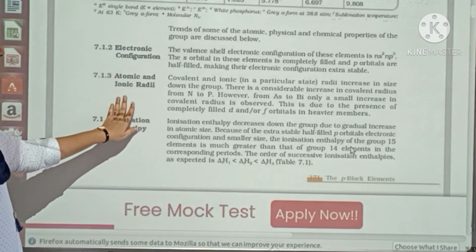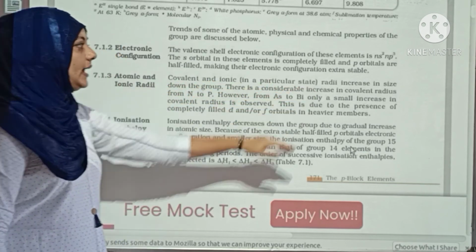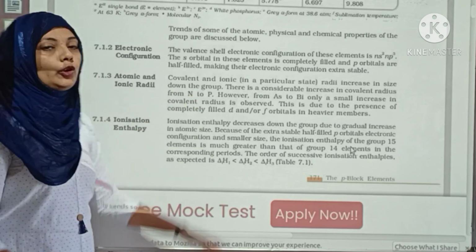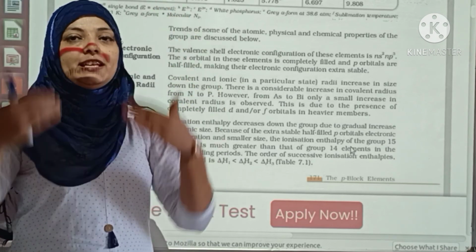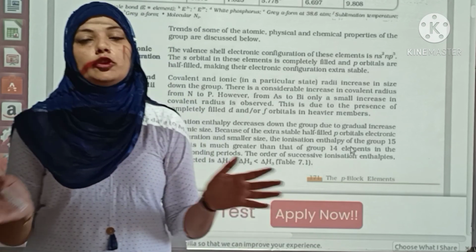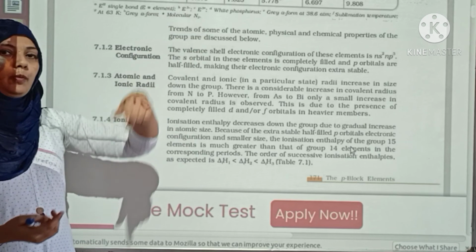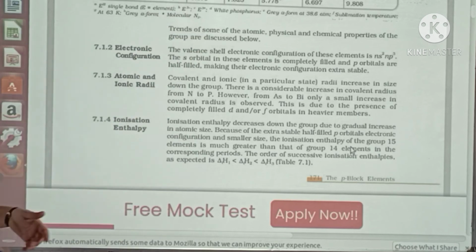Atomic radii, covalent and ionic in a particular state. Radii increases in size down the group. Common sense की बात है, ऊपर से नीचे जाते हुए एटॉमिक साइज बढ़ती है. एटॉमिक साइज बढ़ेगी मतलब कि उसका जो रेडियस है वो भी बढ़ेगा. कॉमन सेंस की बात है. तो as we move from top to bottom, the size increases.